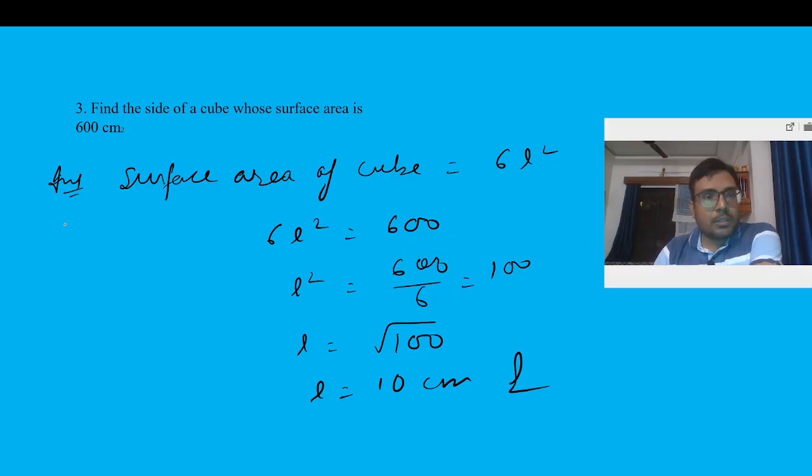Now question third. Find the side of a cube whose surface area is 600. So this is very simple. Surface area of cube is 6L square, 6 into side square. You have to calculate side, means you have to calculate L. So L square is 600 by 6. It will come out to be 100. Length is root 100, 10 centimeter. No need to explain much.